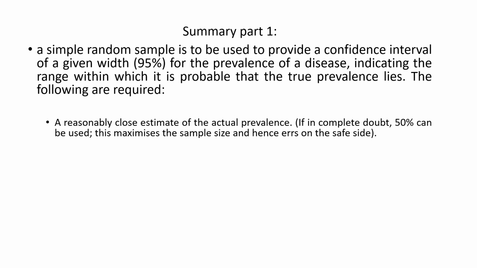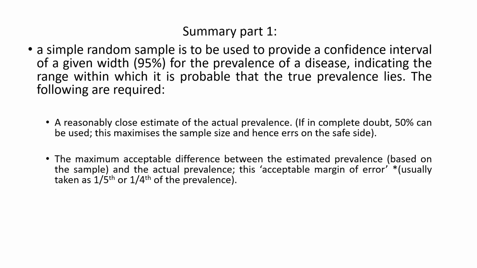So this is a summary slide which tells that simple random sampling is used to provide a confidence interval of a given width for a prevalence of a disease, indicating the range within which it is probable that the true prevalence lies. A reasonable close estimate of the actual prevalence is required from the study. If in doubt, 50% can be used. This maximizes the sample size and hence keeps the errors on the safe side.